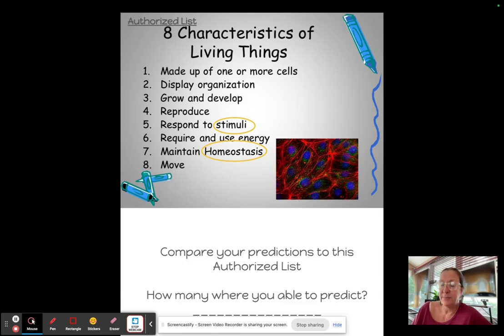They respond to stimuli. So you'll notice the word stimuli here has been circled in yellow. I would not expect most of you to have written that one. Stimuli is a vocab word, and we're going to dive deeper into that in our future lesson. Require and use energy. Now, I bet a lot of you have this on your page, but maybe not written the same way. Did you put anything about needing food? That would be energy. The next one has our second vocab word, homeostasis. We again will dive into that more in our second lesson. And the eighth characteristic is that they all move.